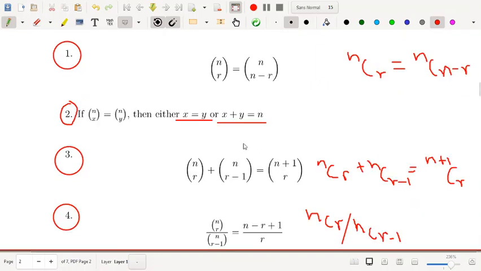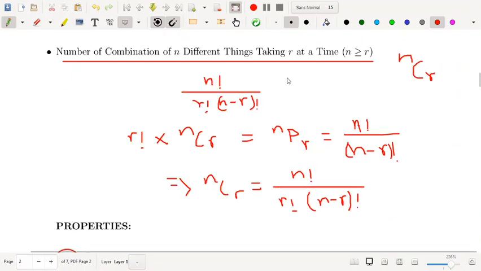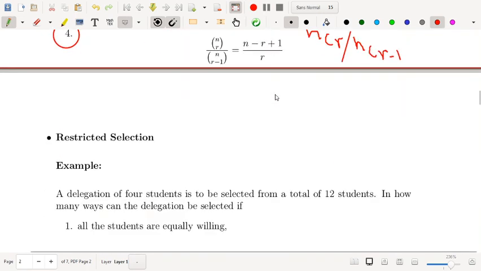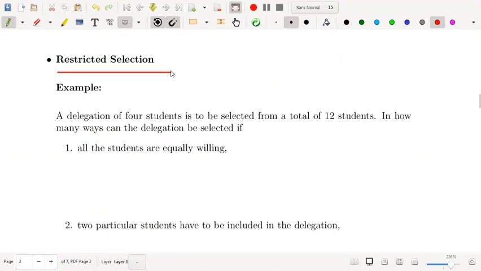So okay, these are the basic properties of combination, and this is the important formula for combination of n different things taken r at a time. So we'll move to the next section, some restricted selection. I will discuss some restricted selection with some examples.